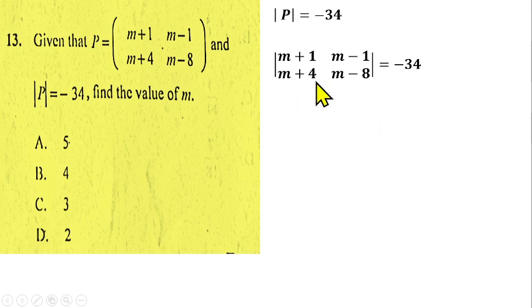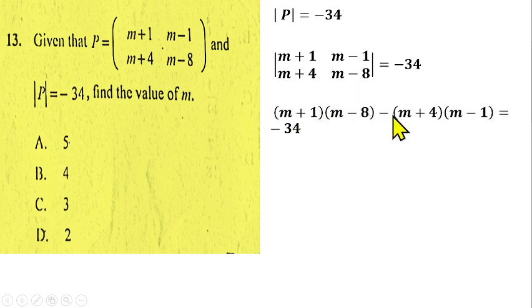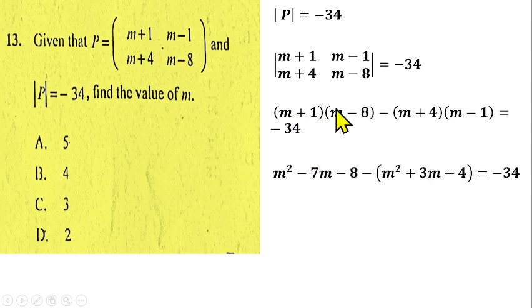So from there, we know how to find the determinant of a 2 by 2 matrix. So we cross multiply and we subtract. So m plus 1 will multiply m minus 8. So we have m plus 1 into m minus 8 minus m minus 1 multiplied by m plus 4. We have this equals to minus 34. You can now expand this bracket. So you'll be having m times m gives us m squared, m times minus 8 gives us minus 8m. So 1 times 1 will give us 1 times m gives us m. So minus 8m plus m will give us minus 7m.